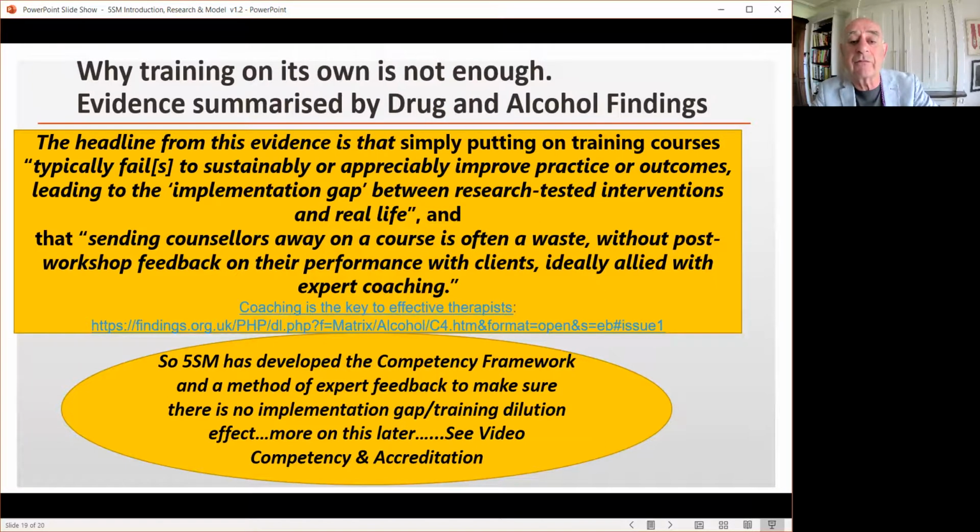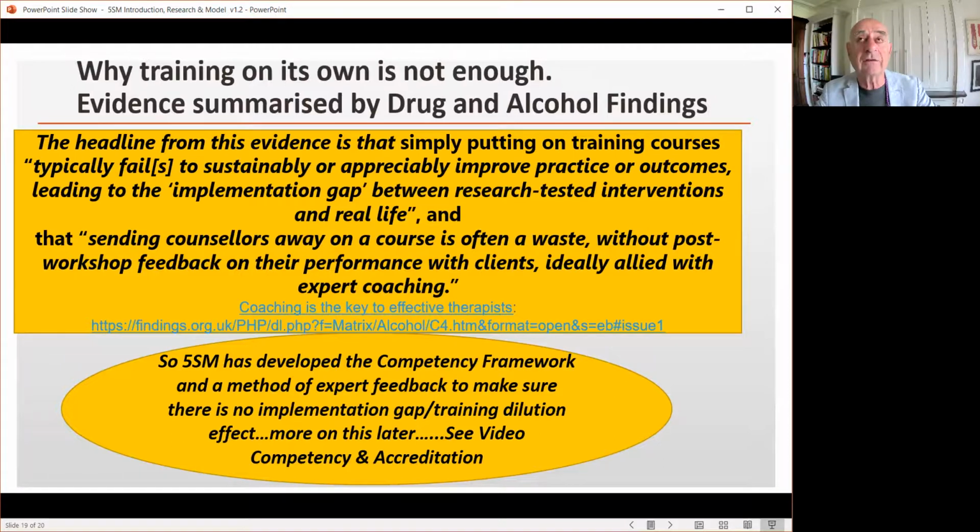And the headline from that evidence was that simply putting on training courses, in quotes, typically fails to sustainably or appreciably improve practice or outcomes, leading to the implementation gap between research-tested interventions, like the 5-step method, and real life. And that sending counsellors away on a course is often a waste without post-workshop feedback on their performance with clients, ideally allied with expert coaching. So the 5-step method has developed the competency framework and a method of expert feedback to make sure there is no implementation gap, no training dilution effect. There's much more on this later in another video called on competency and accreditation.